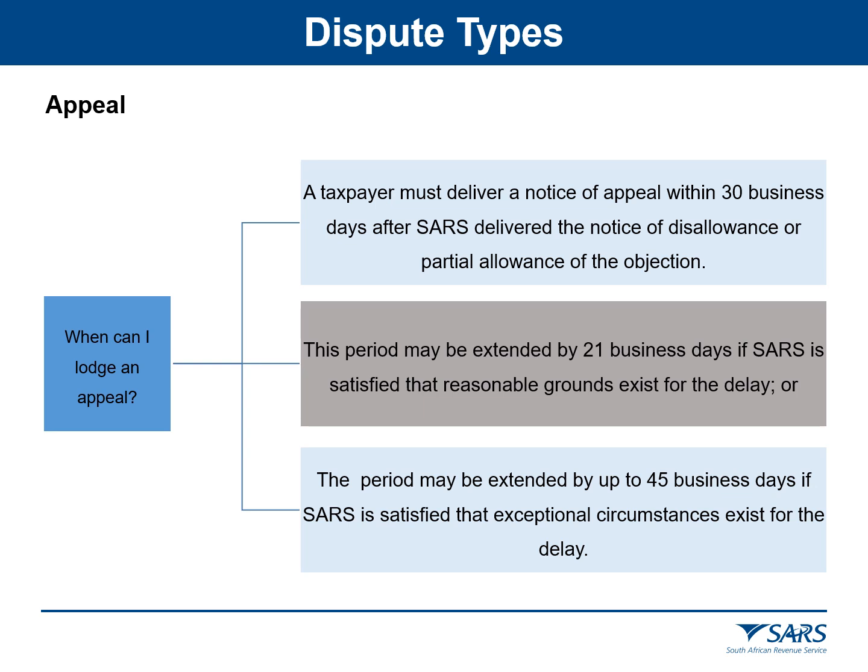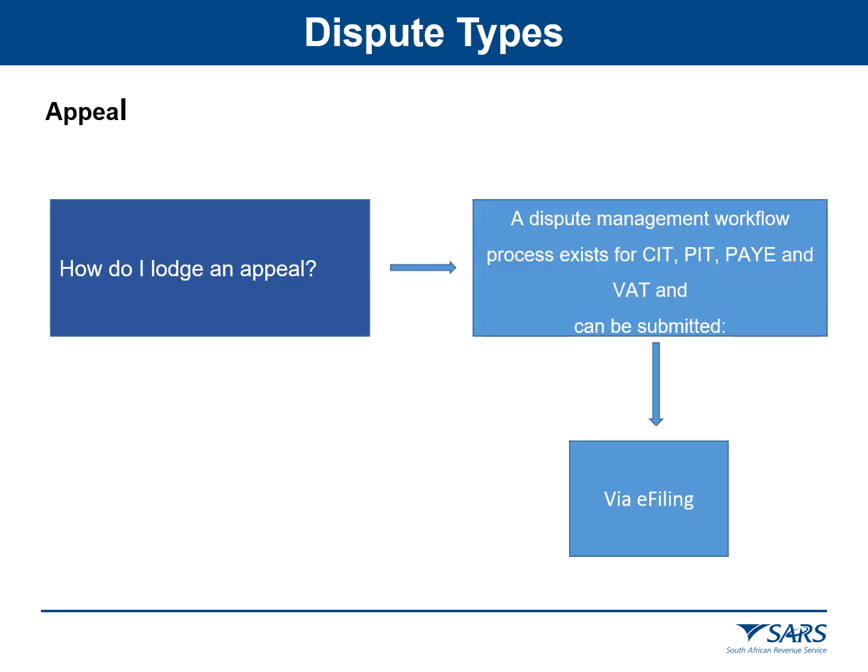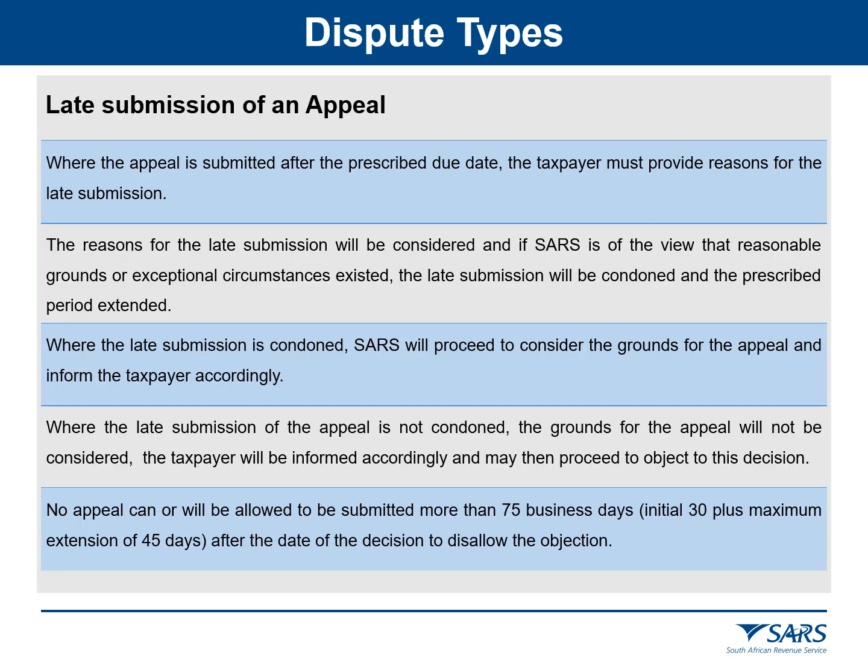This period may be extended by 21 business days if SARS is satisfied that reasonable grounds exist for the delay, or the period may be extended by up to 45 business days if SARS is satisfied that exceptional circumstances exist for the delay. How do I lodge an appeal? A dispute management workflow process exists for CIT, PIT, PAYE, and VAT and can be submitted via e-filing.